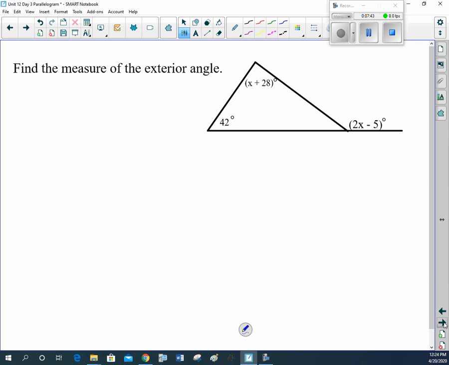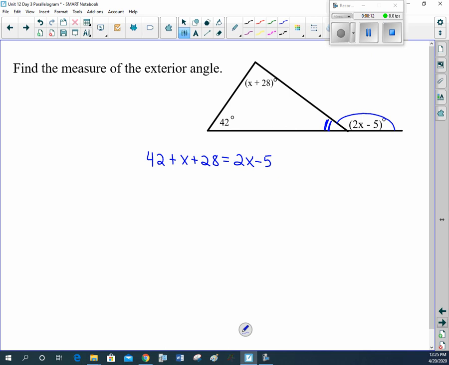So this one says find the measure of the exterior angle. So this exterior angle is right here. So the linear pair that we're working with is right here. Here's the exterior angle, this would be the other half. The linear pair would go right here with that angle. So the theorem would say then that 42 plus x plus 28 has got to equal the 2x minus 5.